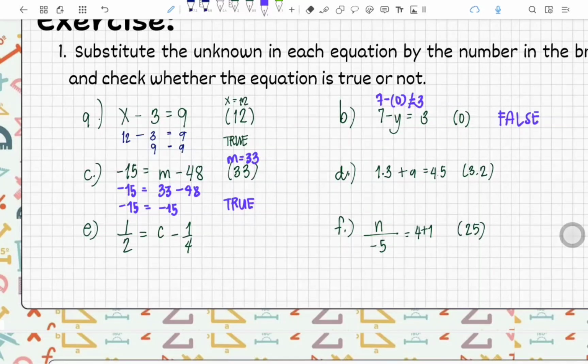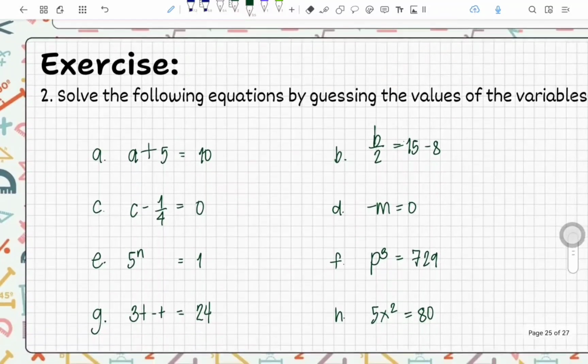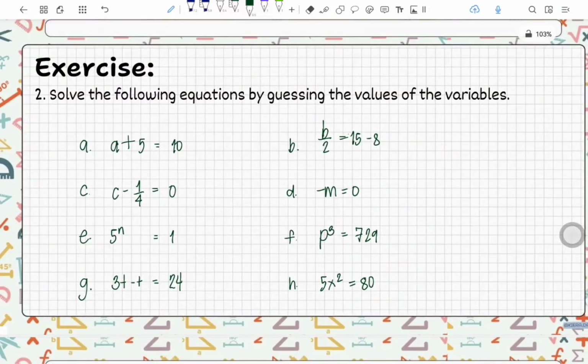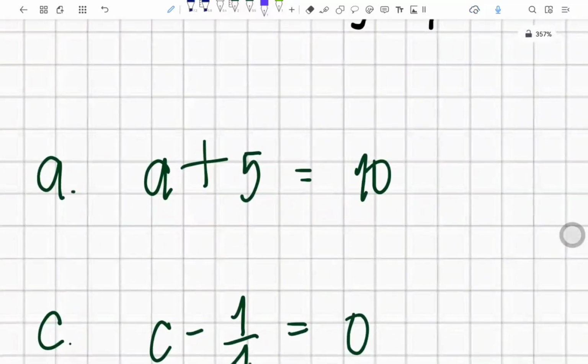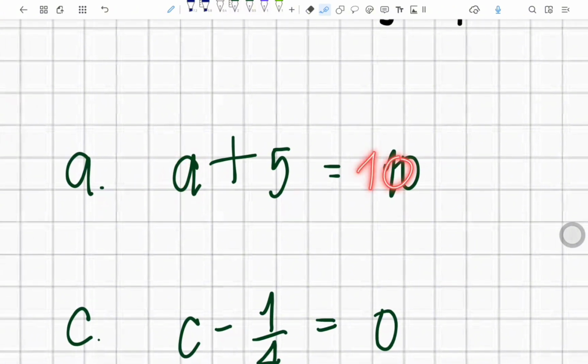In letter E, there's something missing here. This should also be 1 over 4. Now let's go to number 2. Solve the following equation by guessing the values of the variables. In here, we will just try to guess first, but as we go over, we can also try to solve it. So let's start with letter A. Think of a number that if you change letter A to this number, we will get 10 if we add 5. If your answer is 5, correct, a is equal to 5.